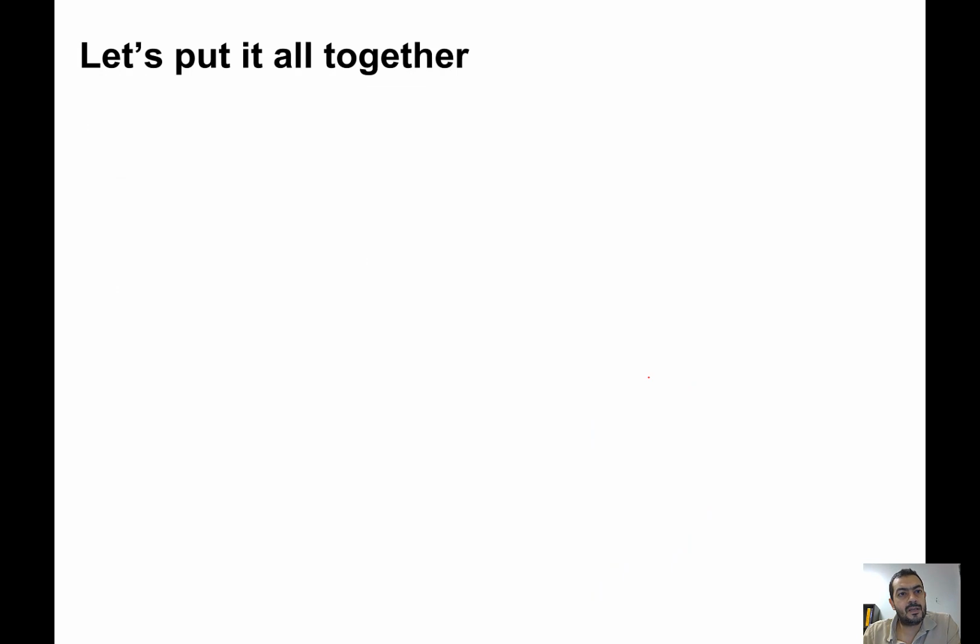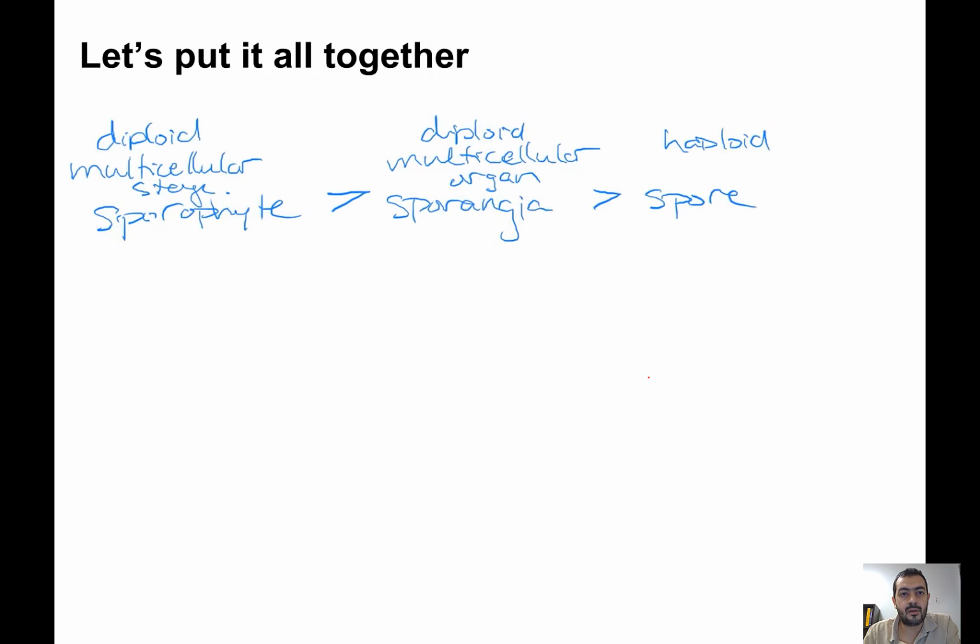So let's put all the terms together. I know there are a lot of terms, so let's think of them together and put them in one slide to make it much easier. So we have sporophyte. Remember, sporophyte is one of the two stages. Remember, we have alternation of stages. So sporophyte is a stage.